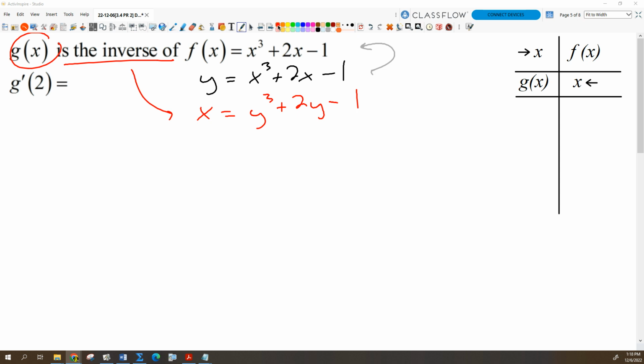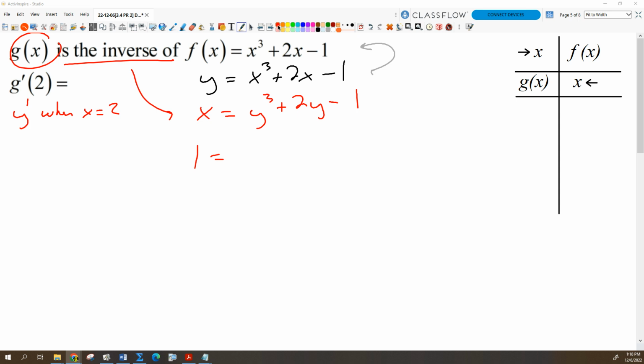But if we want to find what g prime of 2 is, well, that's the same thing as saying y prime when x equals 2, right? So we could just implicitly differentiate then, right? What are we going to get when we implicitly differentiate on the left side with respect to x? What do I get on the left side? 1. What's the derivative of y cubed with respect to x?